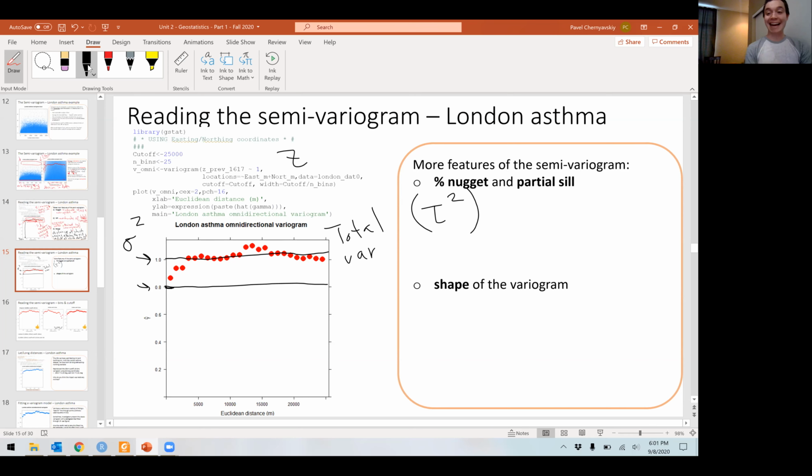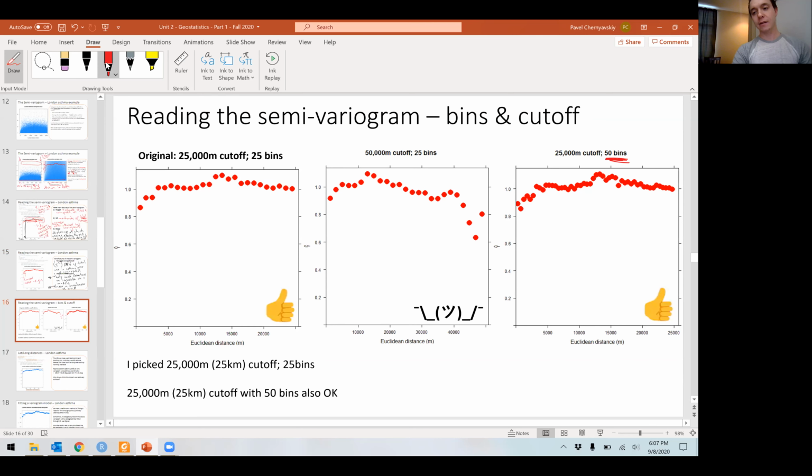But flip to this slide. Look at this rightmost panel here. What I did was I used twice as many bins. Same cutoff, but twice as many bins. So the bins are 1/2 kilometer in size, 1/2 kilometer bins. Here we have 1 kilometer bins. So look, I have given myself an extra dot near the origin.